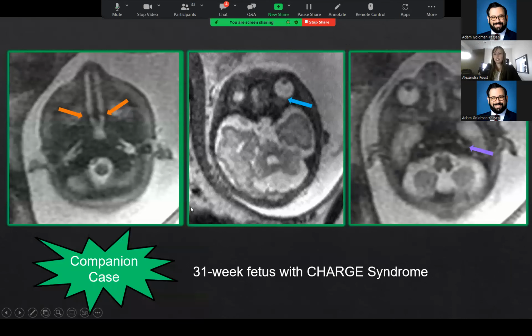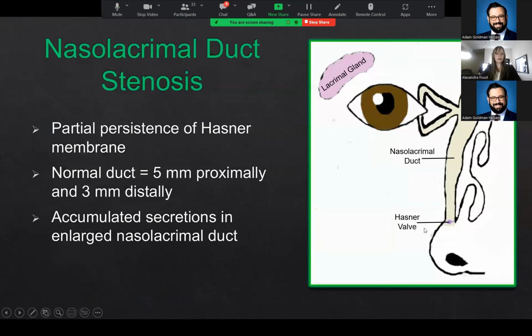And this is just a companion case to show you what this might look like in utero. This is a patient who had CHARGE syndrome, and you can see that there's bilateral choanal atresia, which we can see in the fetus. The patient also had a coloboma here on the left side and deficient semicircular canals, which are additional findings seen in CHARGE syndrome.